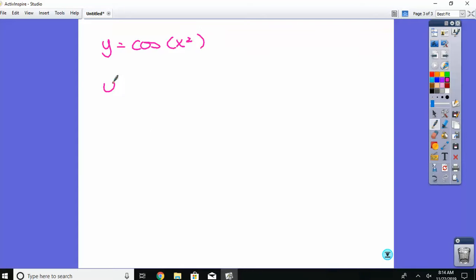So, first derivative. Derivative of cosine is negative sine. Inside stays the same. Times derivative of the inside, derivative of x squared is 2x. So you get negative 2x times the sine of x squared.